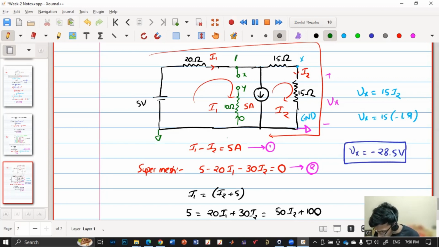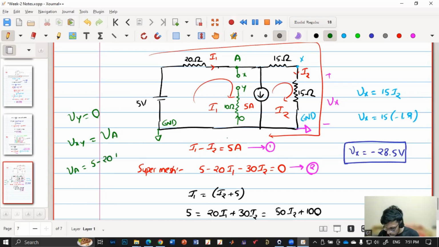Say this is node A, VA. So what I mean to say is my VY will be zero, right? Because the current flowing through this path is zero. So my Vxy is nothing but VA. Do you agree? Yes. And what is my VA? It is 5 minus 20 into I1.